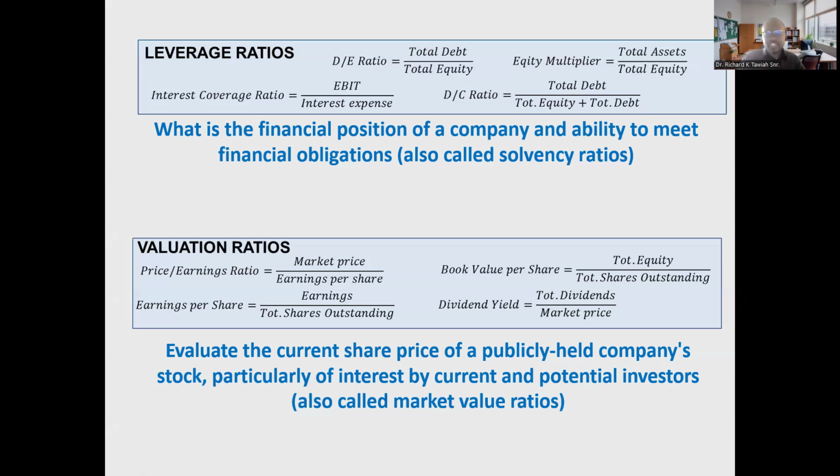Then we have the debt coverage ratio or DC ratio. Sometimes we call it the real leverage ratio. It is the total debt divided by the total equity plus total debt, and you express it in percentages. The lower, the better. Interpretation runs same as debt equity ratio. So what is the financial position of a company and its ability to meet financial obligations? Same as the solvency ratios.